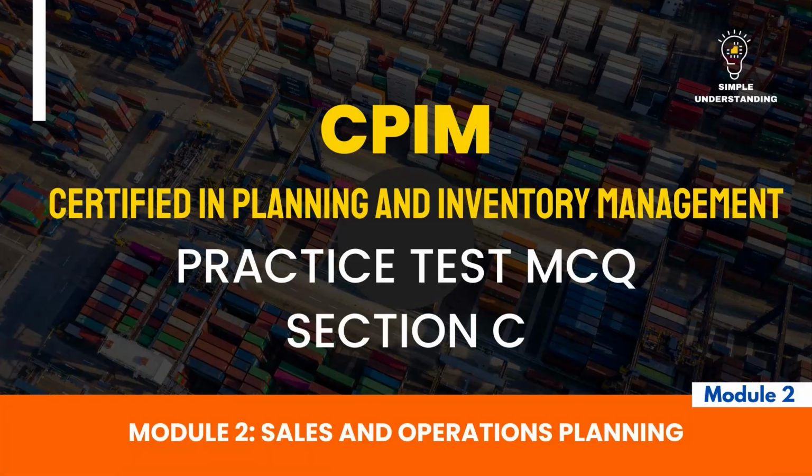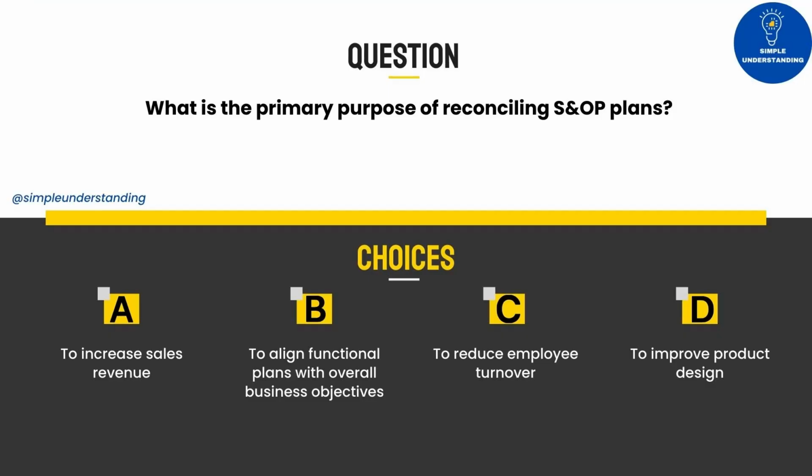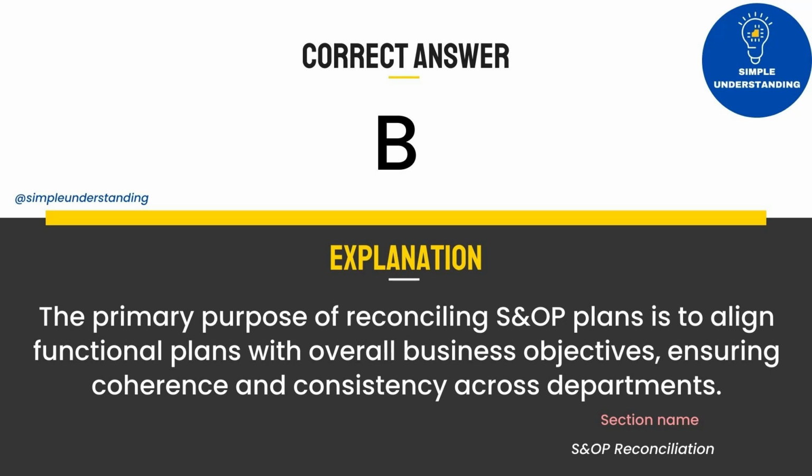Section C. Reconciling S&OP Plans Practice Test. 1. What is the primary purpose of reconciling S&OP plans? A. To increase sales revenue. B. To align functional plans with overall business objectives. C. To reduce employee turnover. D. To improve product design. Correct answer: B. Explanation: the primary purpose of reconciling S&OP plans is to align functional plans with overall business objectives, ensuring coherence and consistency across departments.